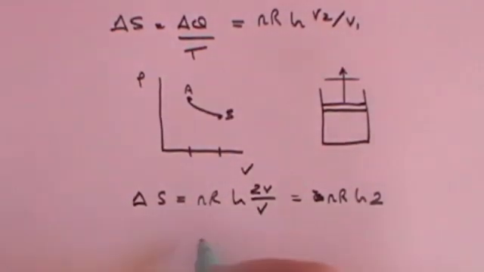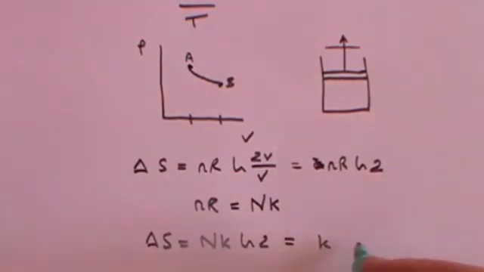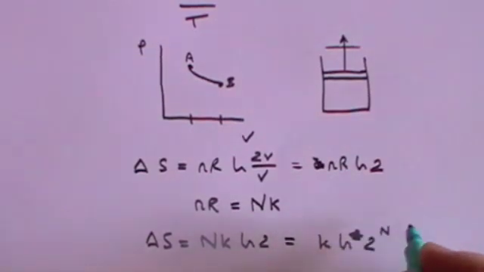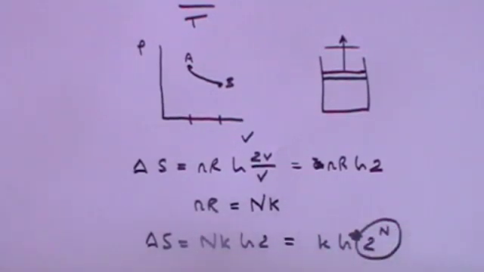Now, nR, which is the number of moles times the gas constant, is the same as capital N, which is the number of atoms or molecules, times Boltzmann's constant k. Each mole has a certain number of atoms or molecules, and so the gas constant and Boltzmann constant are just related in this way. So you can rewrite that the change in entropy is equal to the number of atoms or molecules times Boltzmann's constant times the log of 2. That can be written as Boltzmann's constant times the log of 2 to the power N. And 2 to the power N is essentially the number of what's called microstates, the number of different permutations that those atoms or molecules can have.